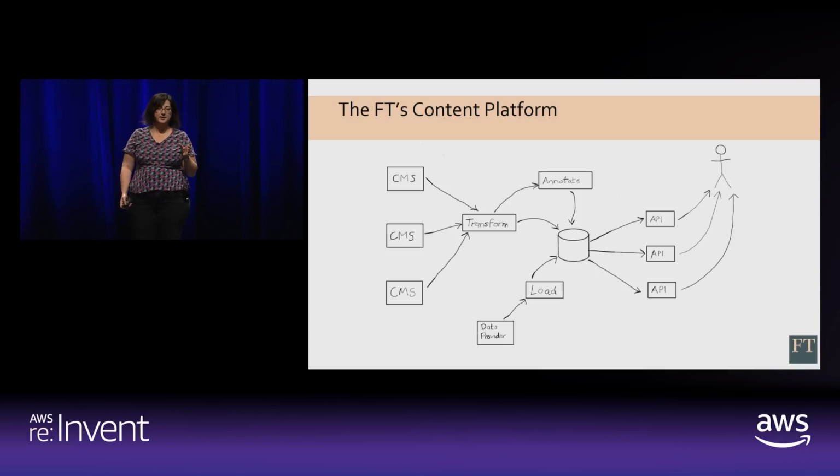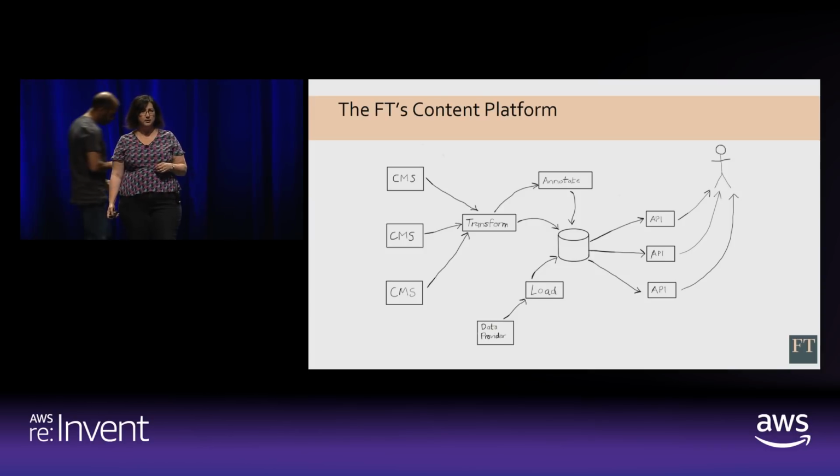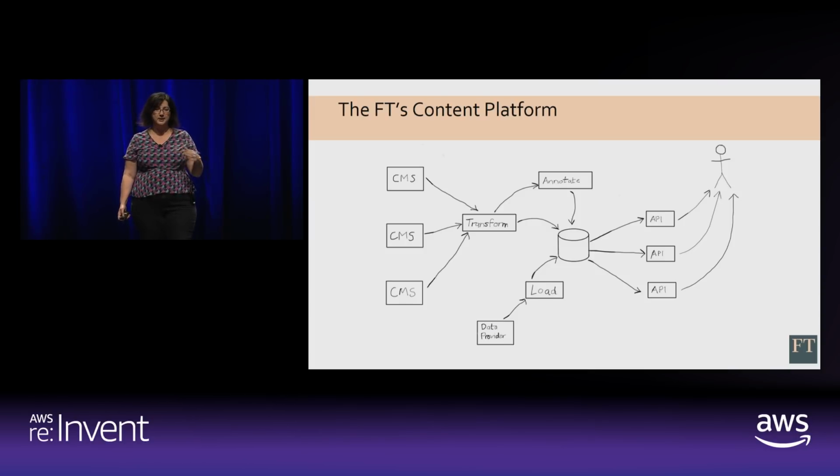So effectively, we take content from various content management systems. So these are where journalists are writing stories. When they click publish, we get a notification, and we transform that content into a common format. We annotate it so that it goes through a natural language processing pipeline, so we can say this story is about Apple, or it mentions a particular person. To do that, we have to load a great number of concepts. We've got probably 14 million concepts of companies, people, and the relationships between them. And then we have a set of APIs that we use to provide all of this information to our customers, both internal and external.